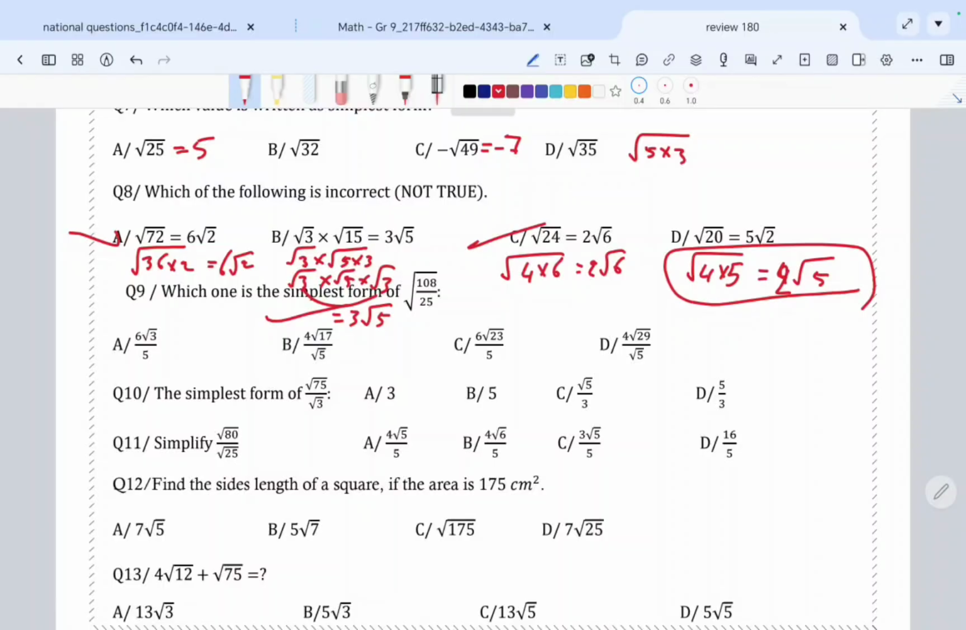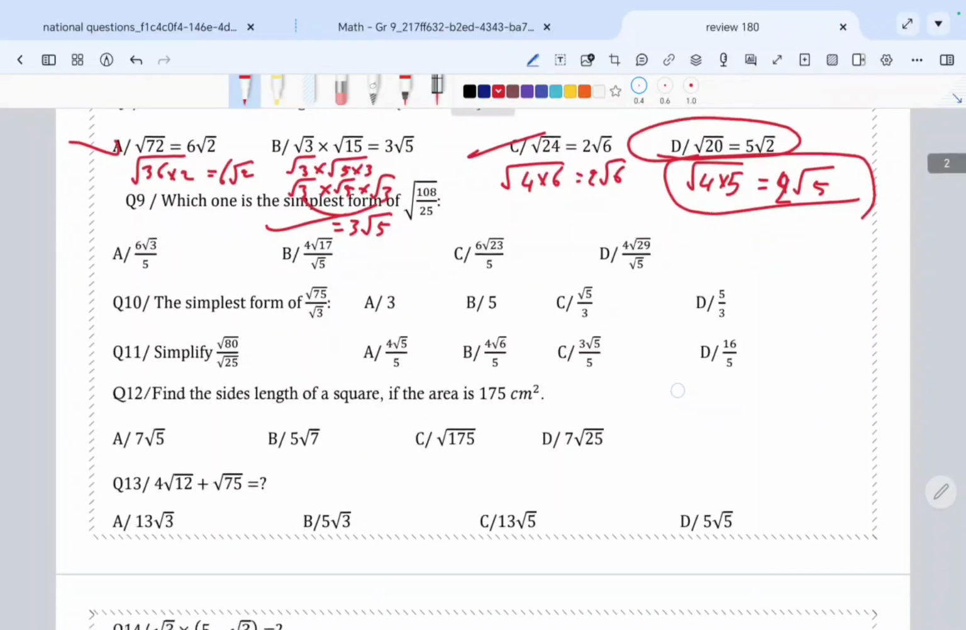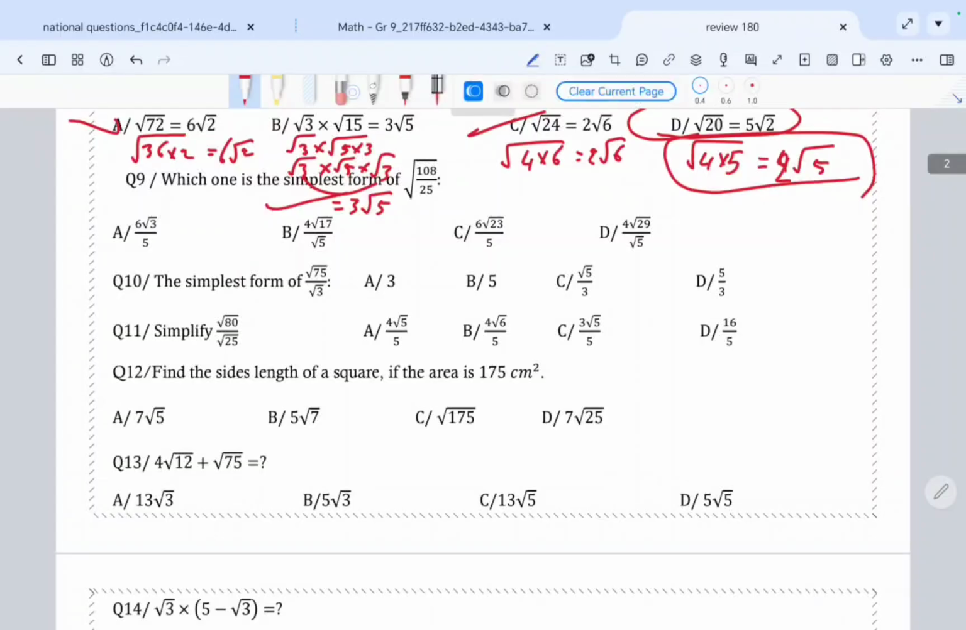This is correct? No, they wrote 5 outside the square root and they put 2 inside the square root. So D is the correct answer. It's not true. Let's see.